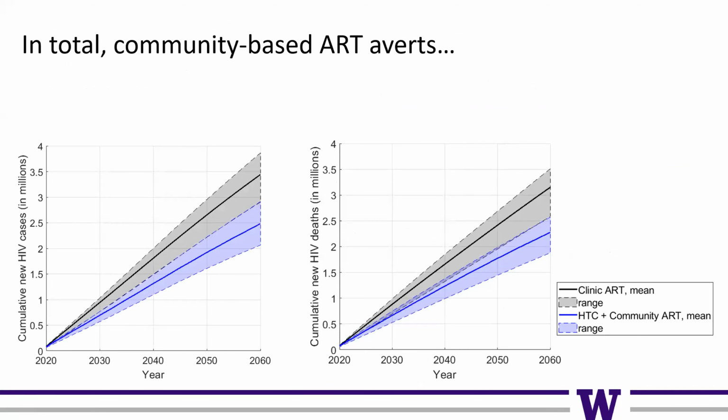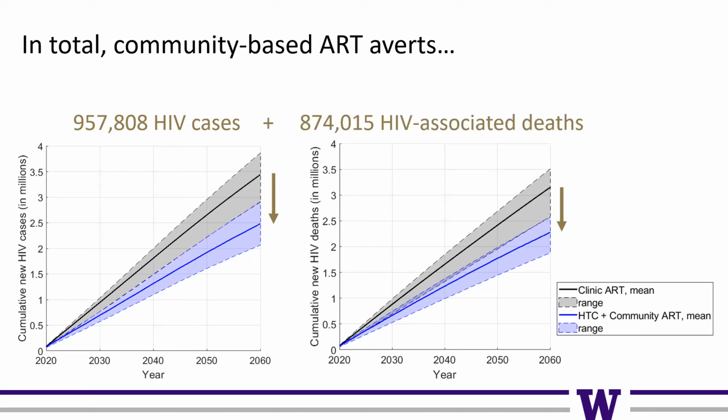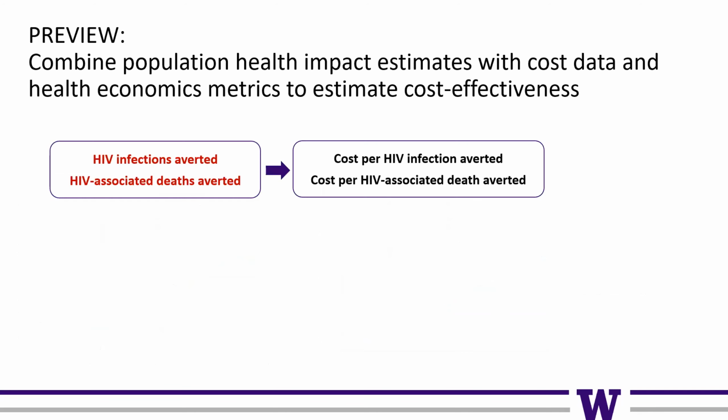So in total, we estimate that community-based ART delivery will avert over 950,000 HIV cases and over 870,000 deaths by 2060. And so taking all this information, and I see there's some comments in the chat, maybe we'll just wrap up and then come back to those.